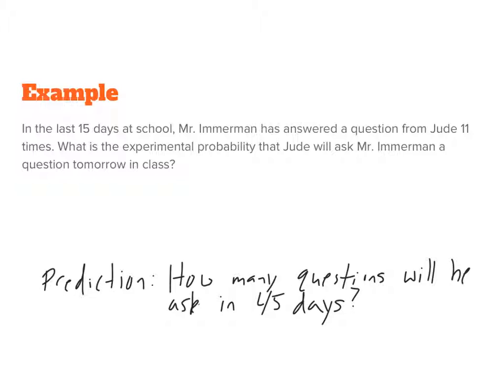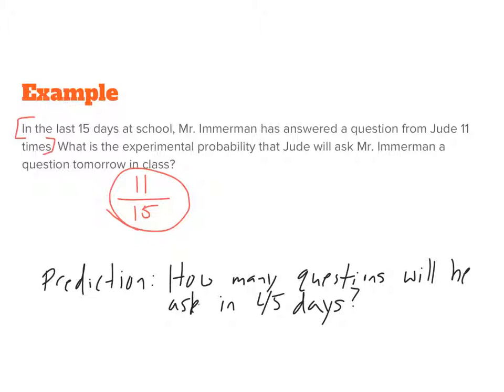Okay, in our next example, in the last 15 days of school, Mr. Immerman has answered a question from Jude 11 times. That's our experiment, right there. What is the experimental probability that Jude will ask Mr. Immerman a question tomorrow in class? Well, we conducted the experiment 15 times, because there was 15 days of school, and he asked a question 11 times. So the probability that he will ask a question tomorrow is 11 over 15.